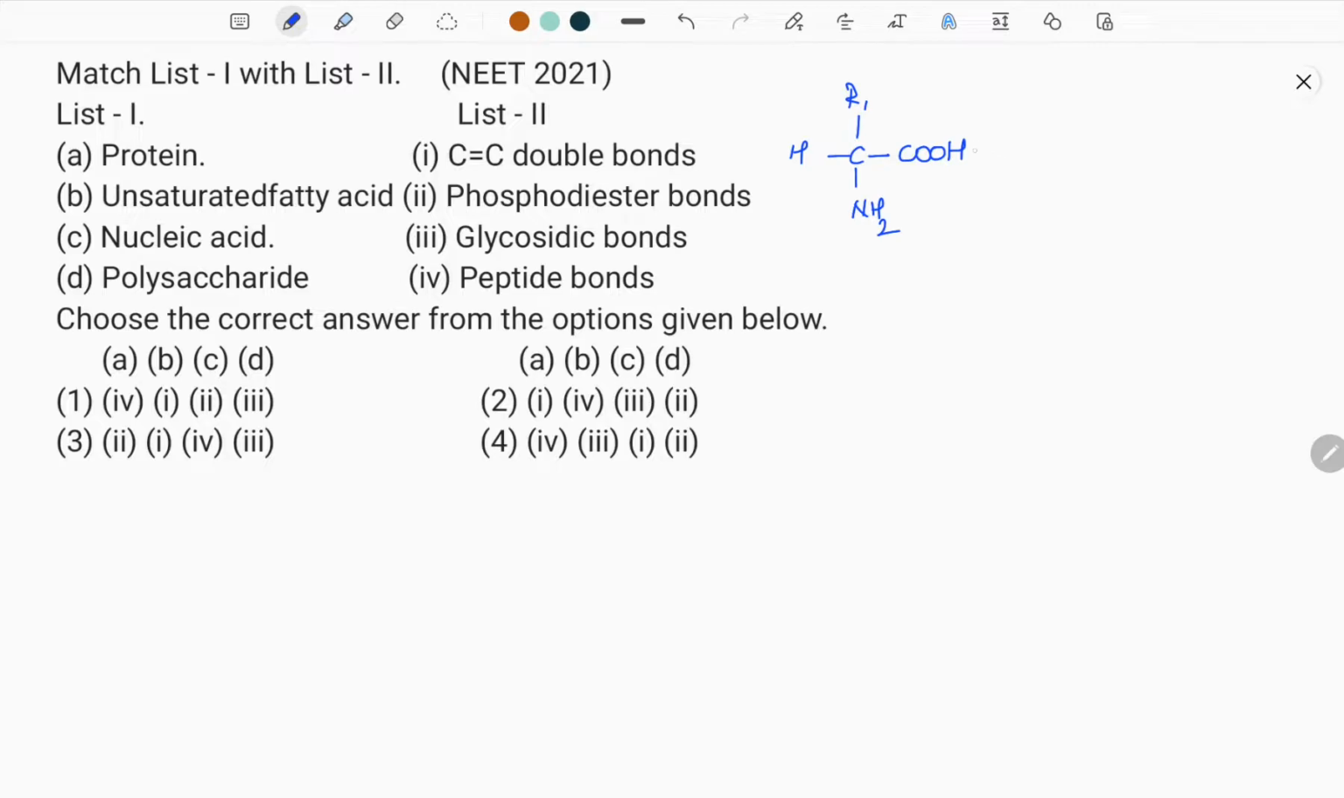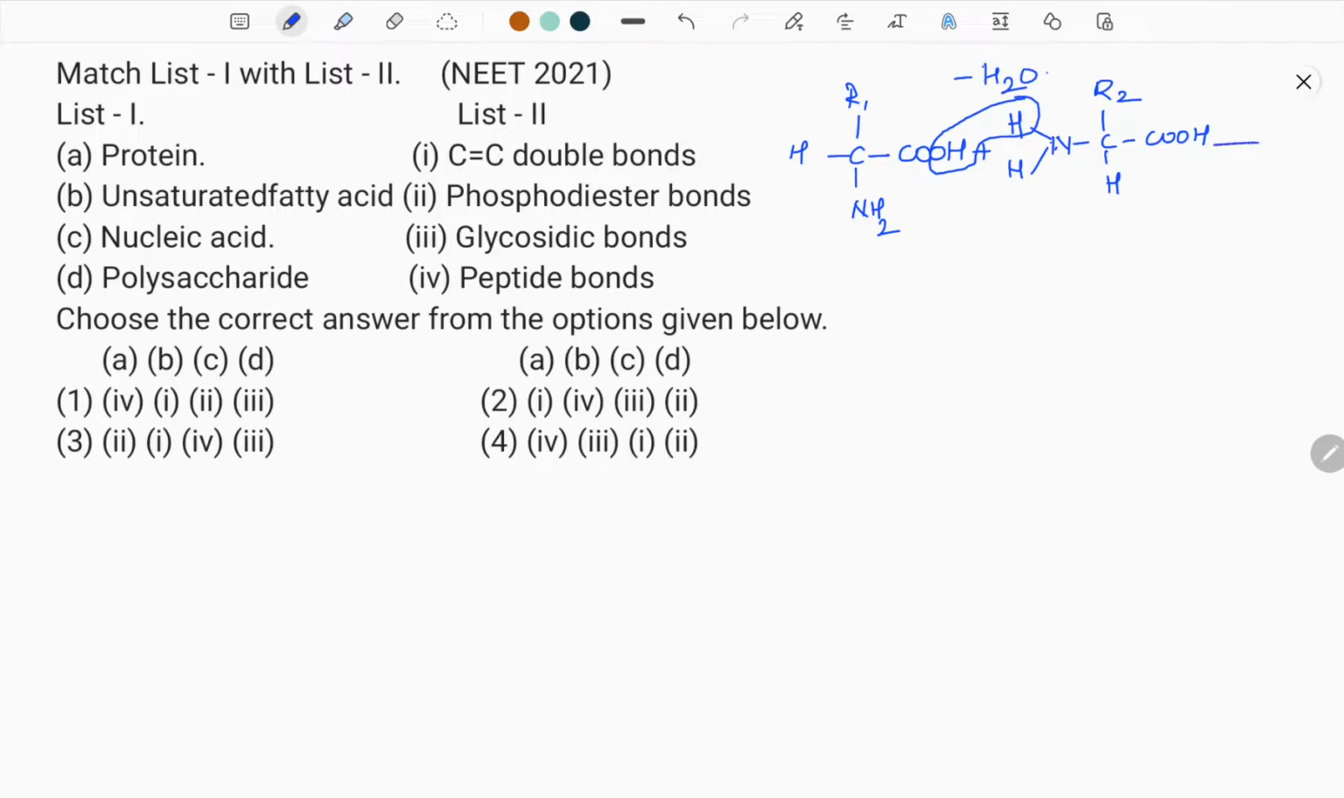Now it binds with another amino acid, that is NH2. I write it here H of amine, then alpha carbon R2 COOH H. So two amino acids I have taken here. Let us see how this peptide bond is formed. Remember, peptide bond is a dehydration bond, where a water molecule is lost like this. I write it here minus H2O.